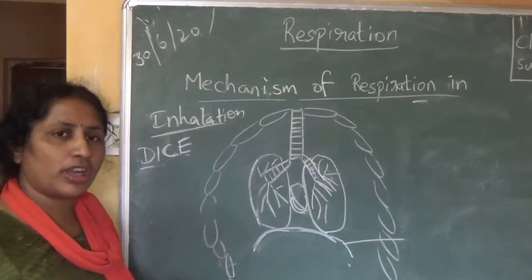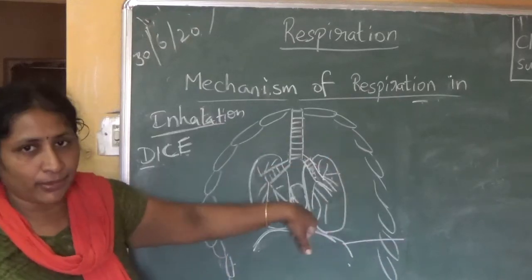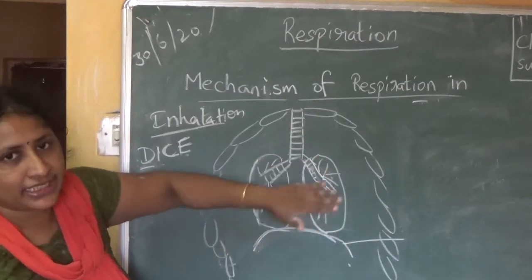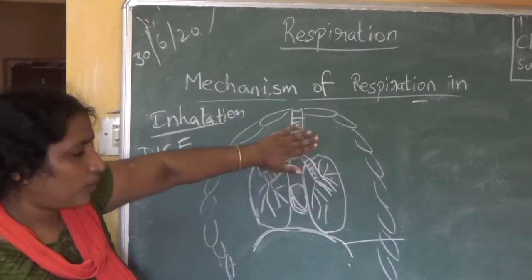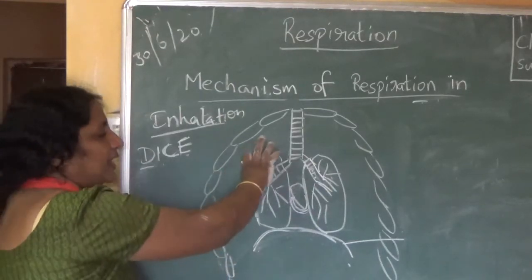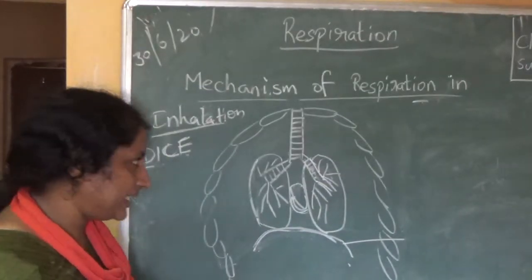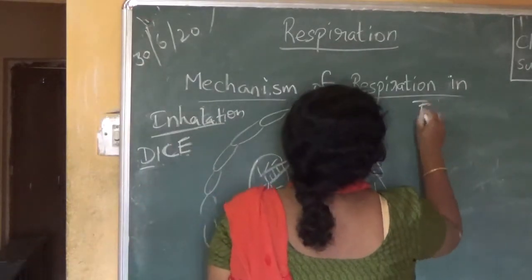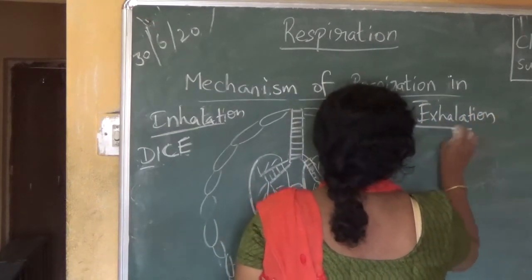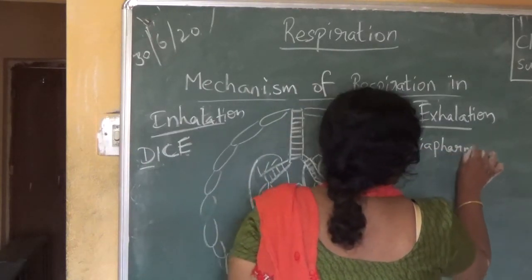When it is decreased, what happens? Here the pressure will be more, and outside the pressure will be less. So the air travels from more pressure to less pressure. As here the pressure is more, the air is sent out. This is the process of exhalation. See, so I will write down exhalation. What happens during exhalation is the diaphragm relaxes.